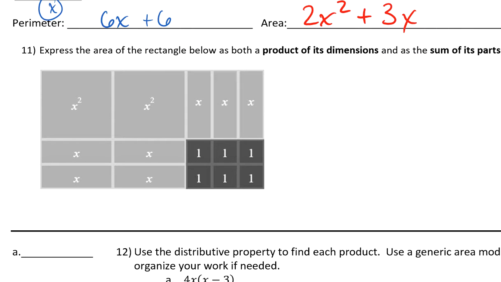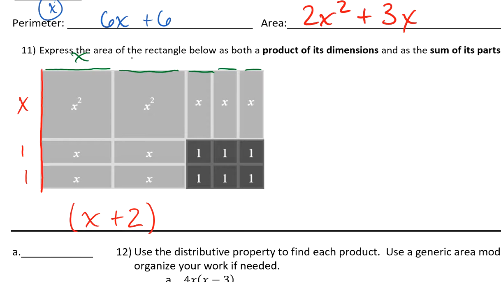So first of all, as the product of its dimensions, what is this dimension? This dimension is x plus 2. So I can write that as x plus 2. What's the other dimension? Well, there's an x and then another x and then plus 1, 2, 3. So here I've got two x's plus 3. So times, not x, but 2x plus 3. So this is the area of this rectangle expressed as the product of its dimensions, its length times width.